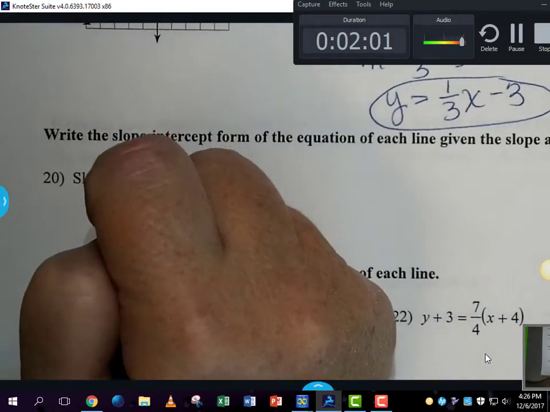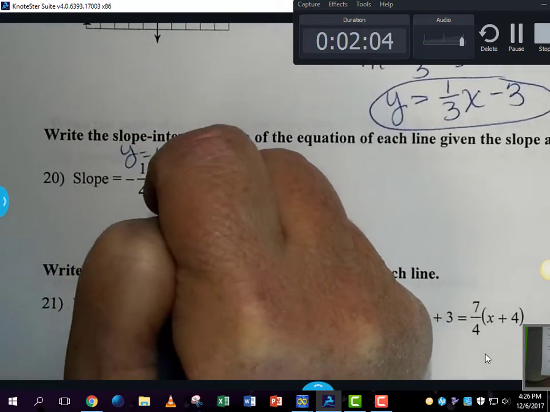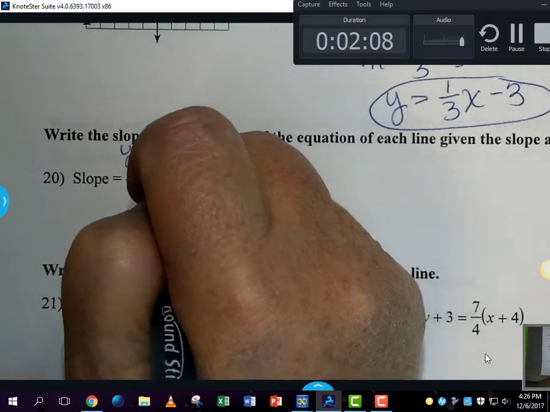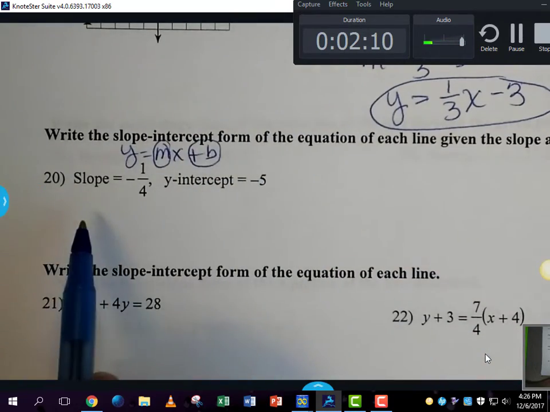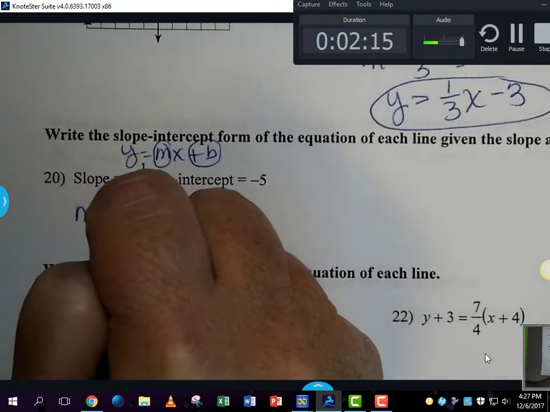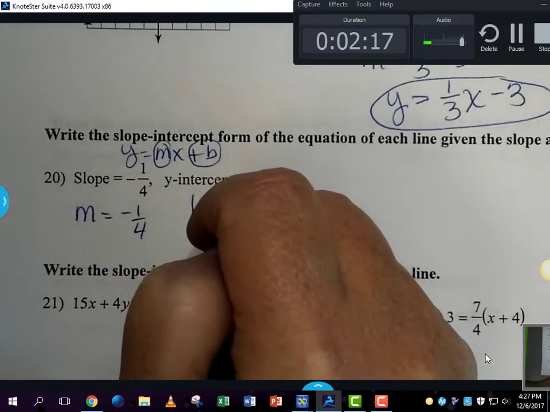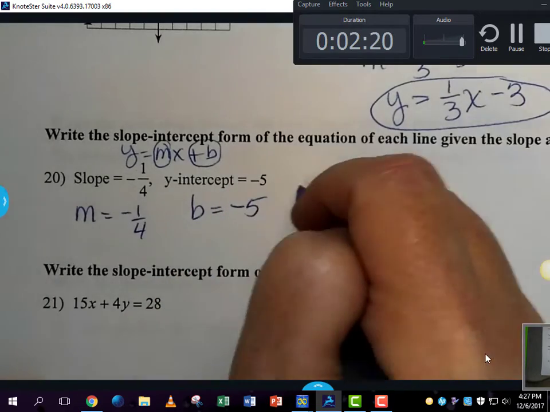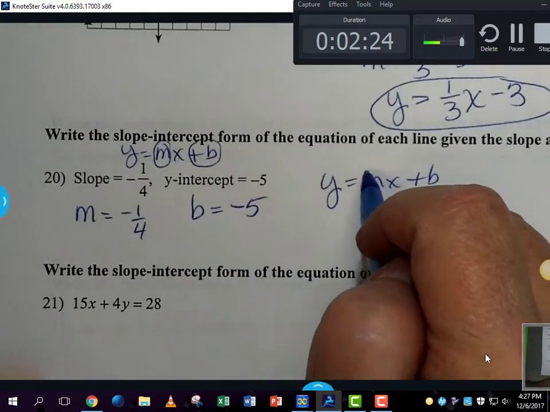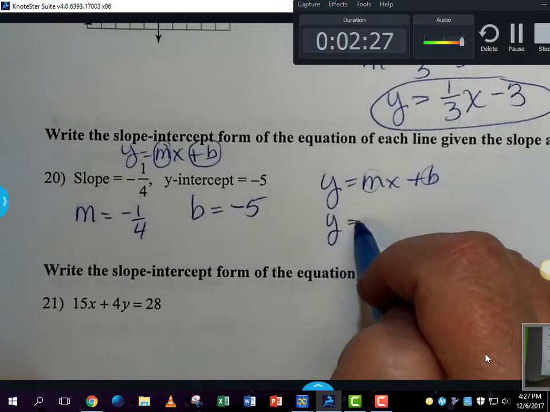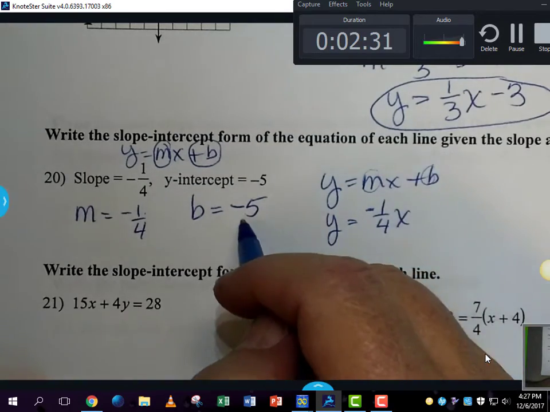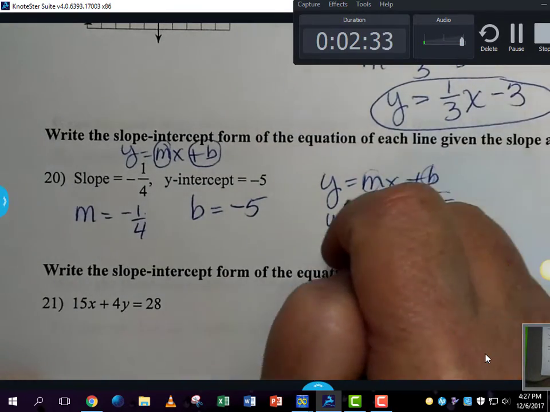Again, write the slope-intercept form. That's y equals mx plus b. I need two things to be able to write slope-intercept. I need m and I need b. Well, isn't that nice? They give that to us. They tell us that the slope is -1/4, and they tell us the y-intercept, or b, is -5. So y equals mx plus b. I'm substituting my two numbers in. So I'm going to have y equals -1/4 x, and my value of b is -5. That's it.